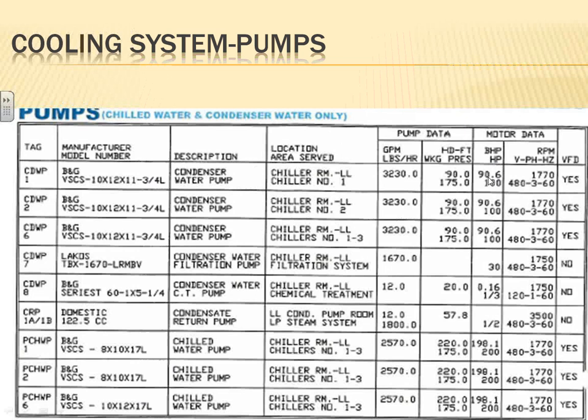So we go by the horsepower. You can see this is 100 horsepower, 480 volt, 3 phase, 60 hertz. The speed, we don't care a whole lot, 1770, and it has a VFD on it. And you can go all the way through each and every one of these chilled water pumps and condenser water pumps. So you are supposed to talk to your counterparts, the mechanical.